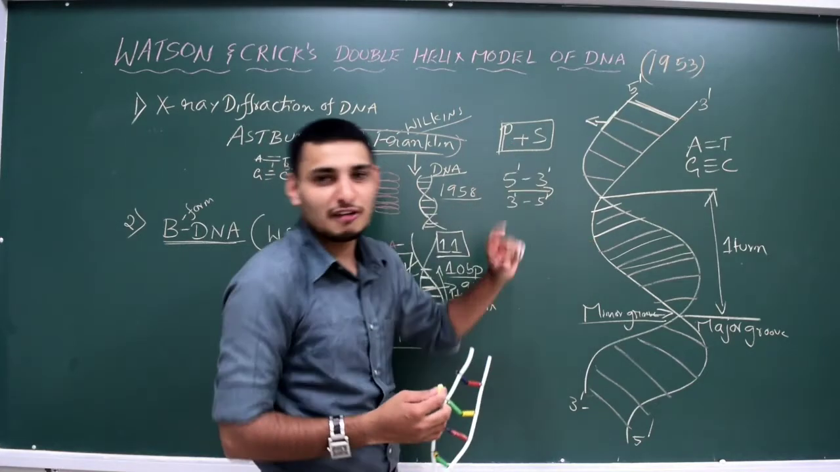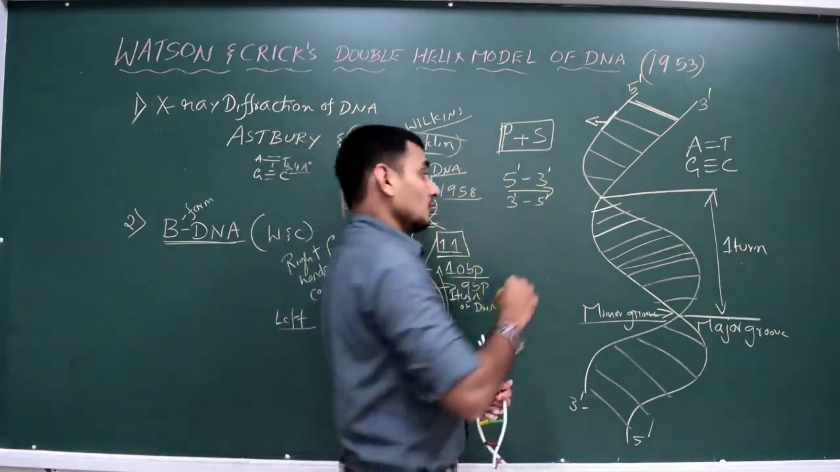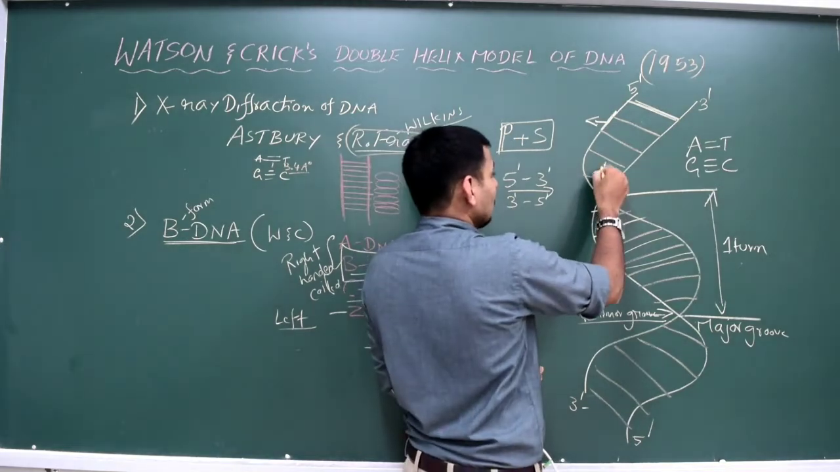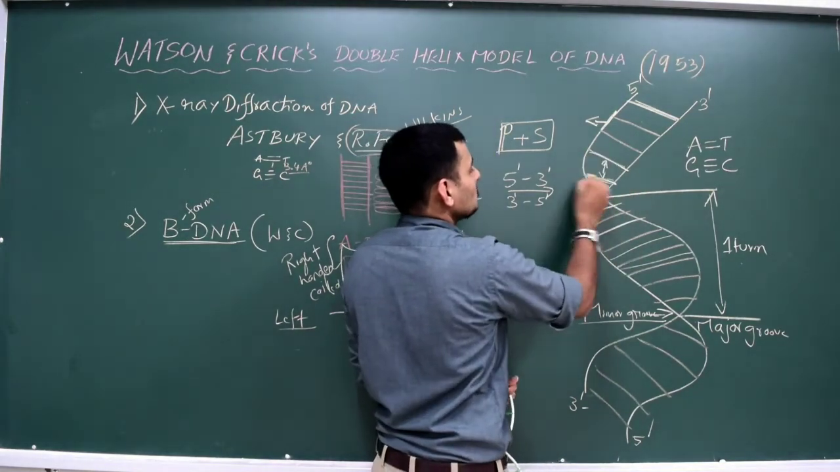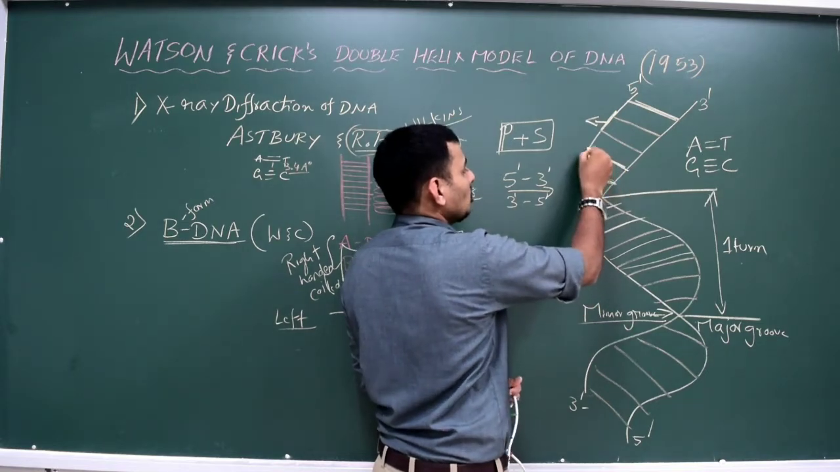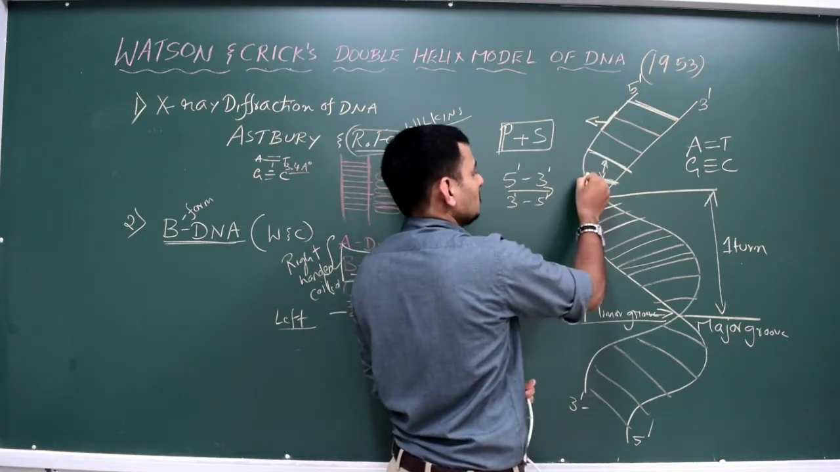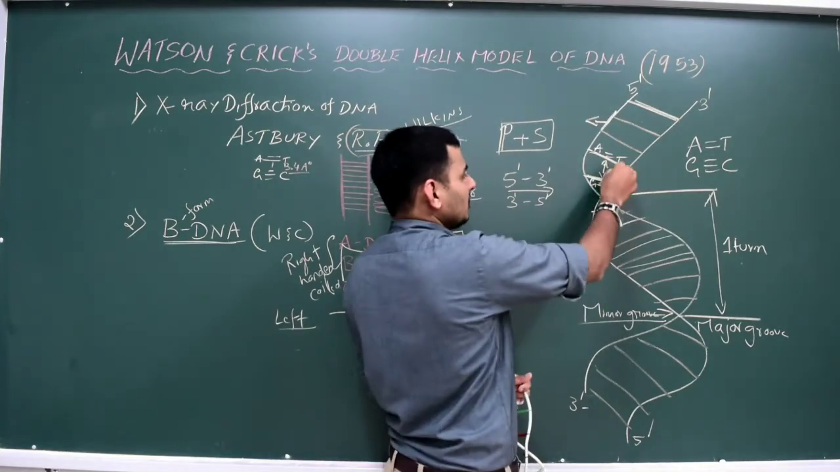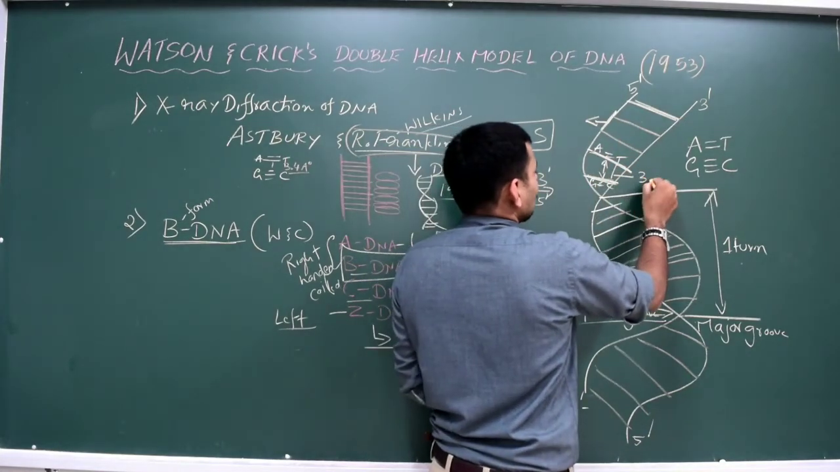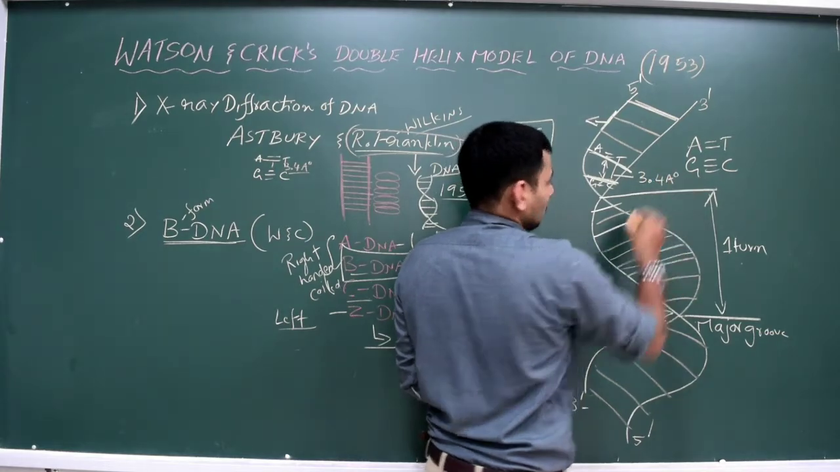You have to write around 5 to 6 points. I forgot to tell: at regular intervals, the distance between two nitrogenous base pairs, I'm talking about this base pair and this base pair, it could be adenine, thymine, here guanine, cytosine, whatever it is, the distance is 3.4 Angstrom units.